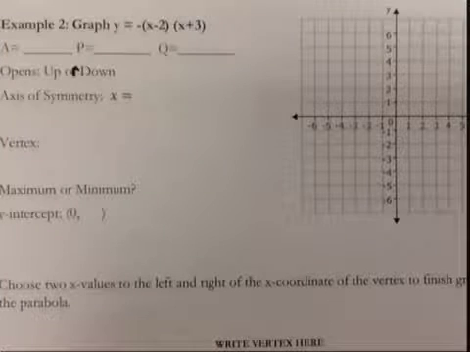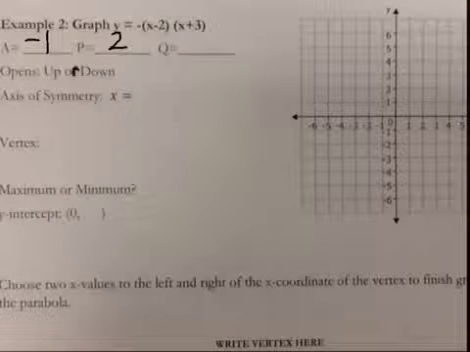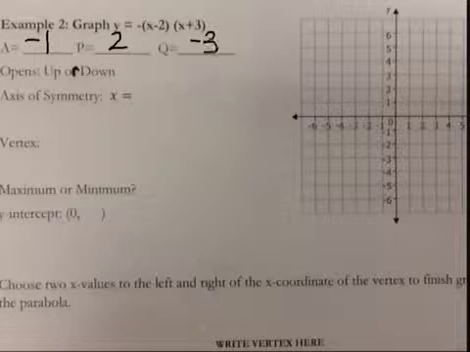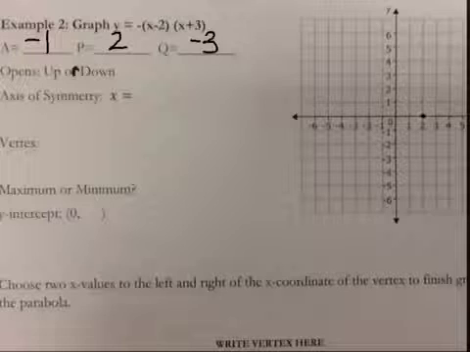Let's try another one. Going to identify a, p, and q. So a is negative 1. Remember, p is the opposite of what's in the equation, and q is the opposite. So remember, p and q tell you your x-intercepts. So we know the graph crosses at 2, and we know it crosses at negative 3.